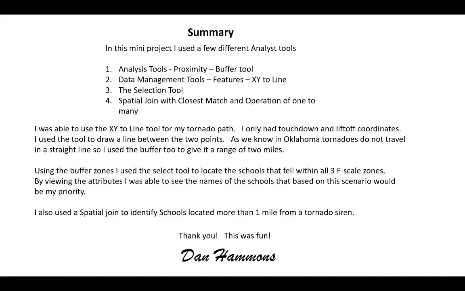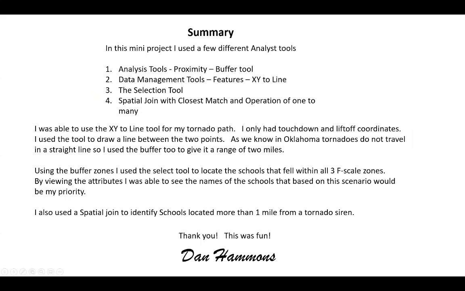So to summarize, in this mini project, I used a few different analysis tools: the buffer tool, the XY to line, the selection tool, and a spatial join with closest match, an operation of 1 to many. I was able to use the XY to line tool to draw my tornado path. I only had touchdown and liftoff coordinates. I used the tool to draw a straight line between the 2 points.